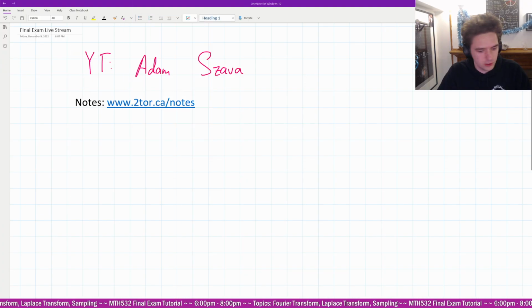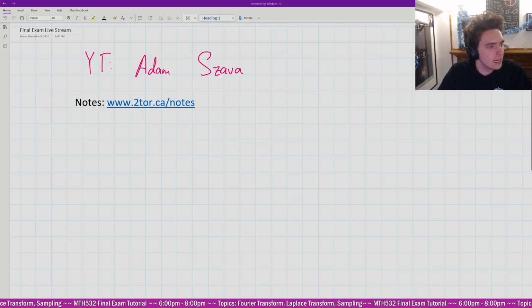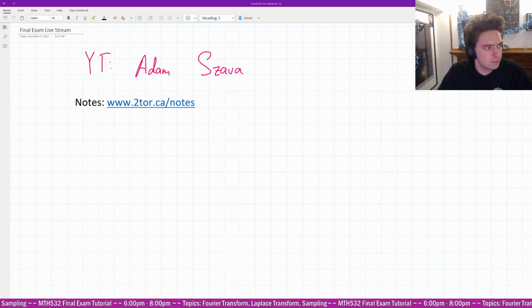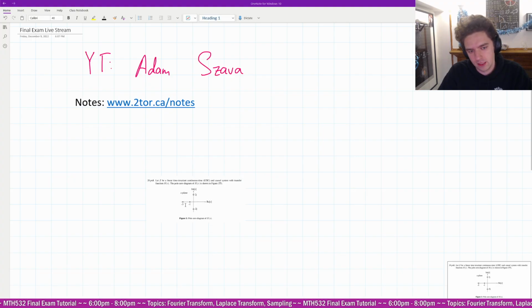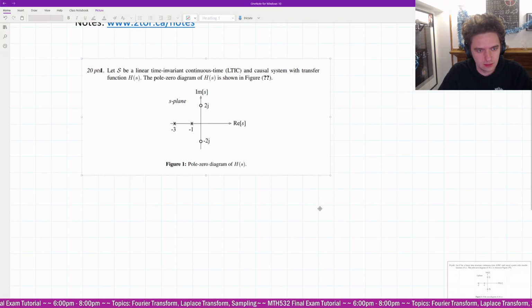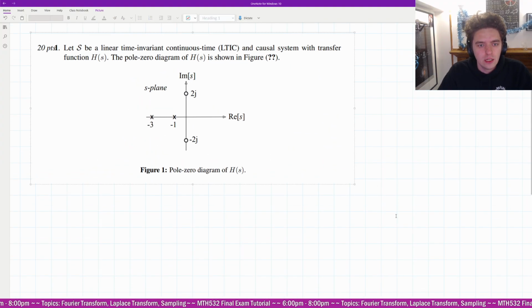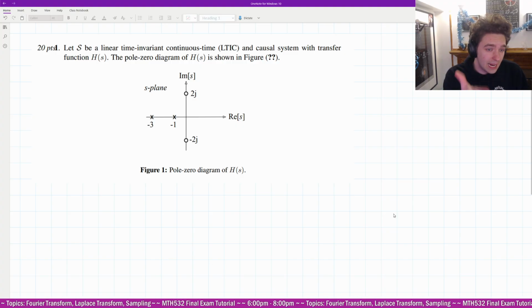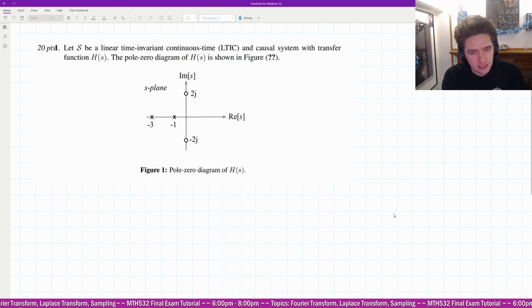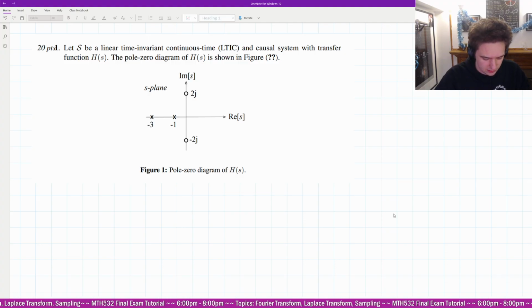So the first question gives us a pole zero diagram. We didn't really talk about pole zero diagrams in lecture, if I remember correctly, but they're not that complicated. Let's just read it. Let S be a linear time invariant continuous system, which is the systems that we deal with in this course.